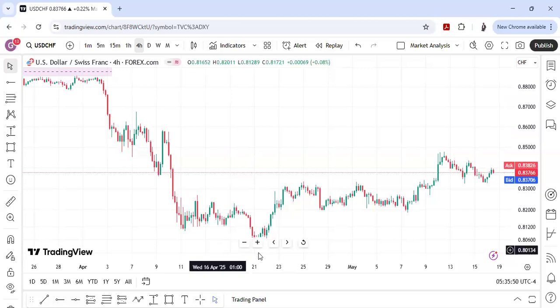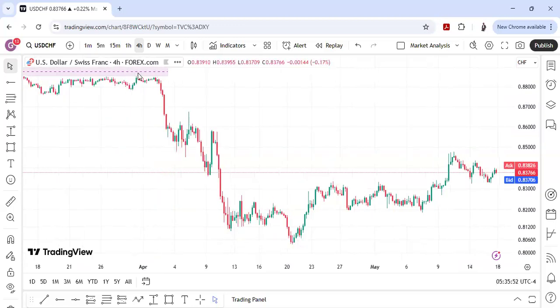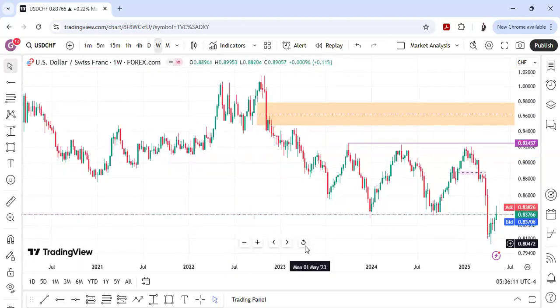Now, if you go further, we have relatively equal highs here. So the long-term objective is that level. But for now, I want to see how it trades above this bearish order block on the daily time frame. Take out this high, or at least test this high. So that's what we're looking at for USD CHF. So be mindful of those levels I just outlined.